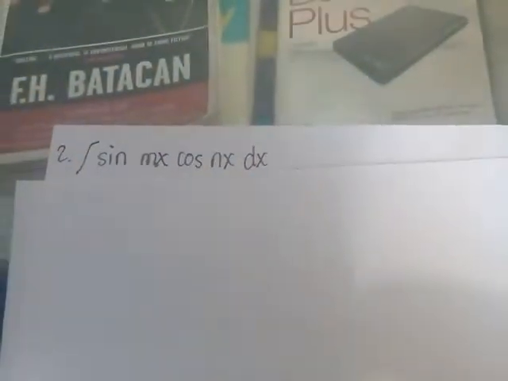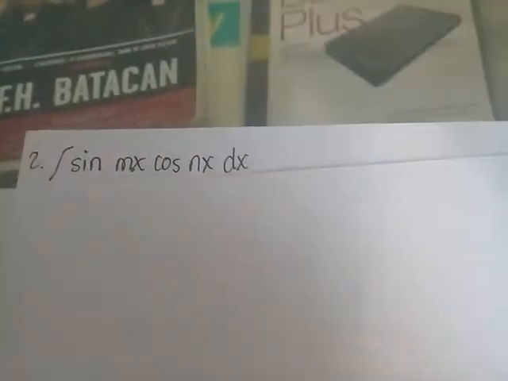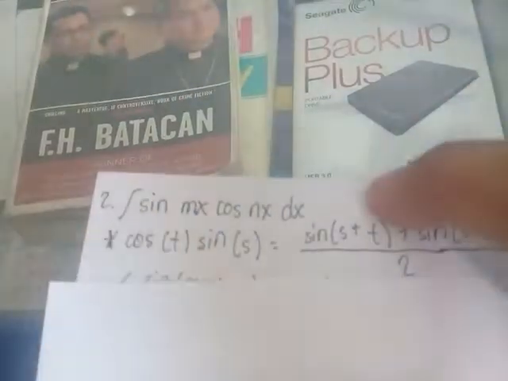So for our given problem, we have the integral of sine mx cos nx dx. For m and n, these are our constants. So we will now use the following identity. For this one, we have this kind of identity right here.